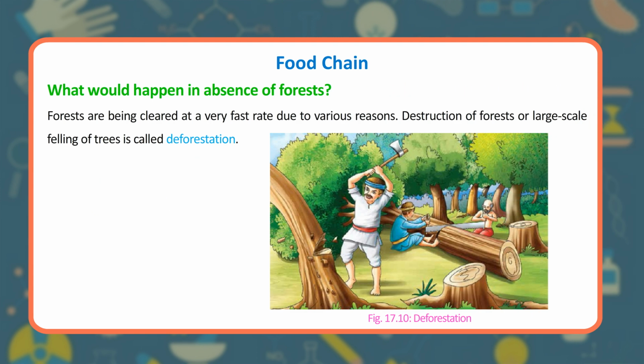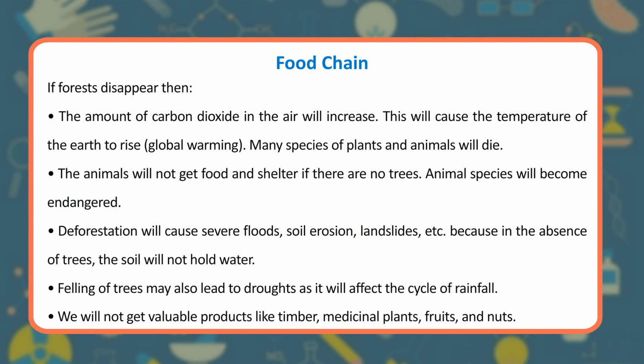What would happen in absence of forests? Forests are being cleared at a very fast rate due to various reasons. Destruction of forests or large-scale felling of trees is called deforestation. If forests disappear, then the amount of carbon dioxide in the air will increase. This will cause the temperature of the earth to rise. Global warming. Many species of plants and animals will die.